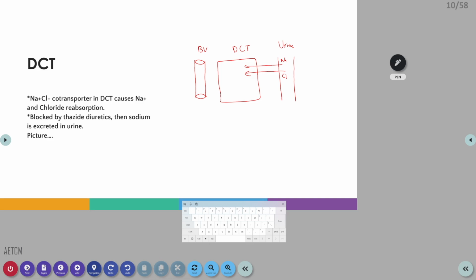Coming to the DCT. In the DCT, the sodium chloride co-transporter causes sodium and chloride resorption. This is blocked by thiazide diuretics, thus causing sodium excretion in the urine.